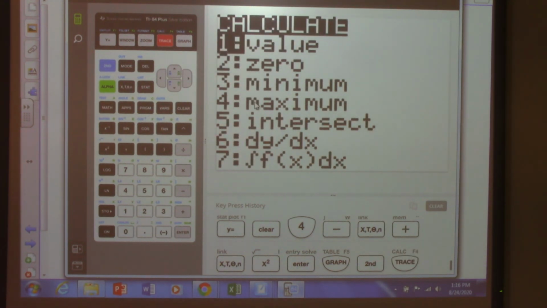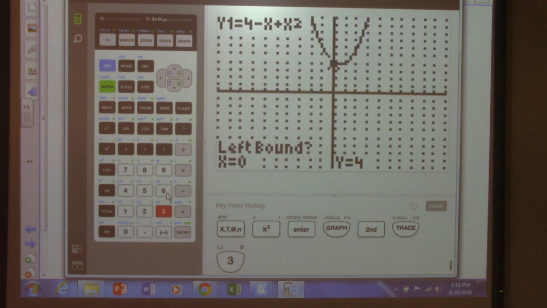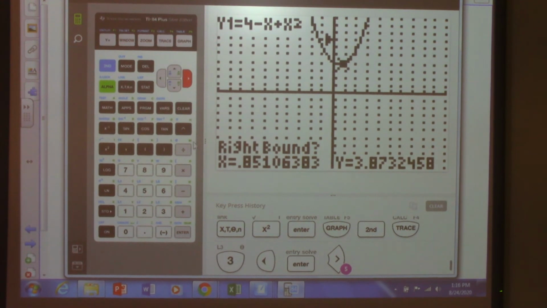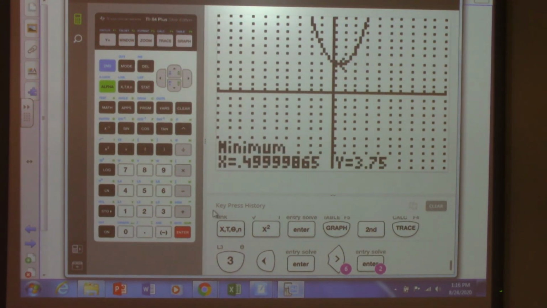Yeah, so we're looking for a minimum, right? It says left bound, and we're already to the left of the vertex, right? So you can just press enter and then go to the right and enter, enter.